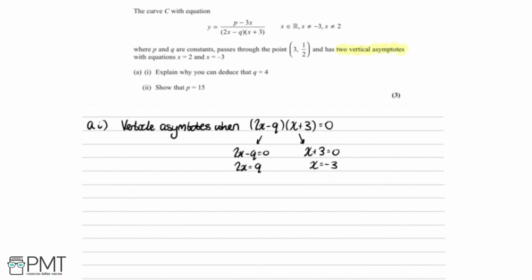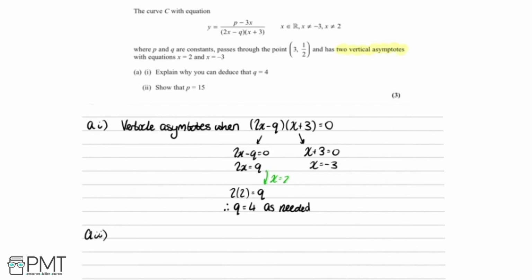So we can see in the question that we've got x equals minus 3 here, and x equals minus 3 here, so we've sorted that. The only one we haven't sorted is x equals 2. So we know that that one must be related to this right here. So what I'm going to do is just sub x equals 2 into this right here. So we're going to have 2 multiplied by 2 equals q. So therefore, q equals 4 as needed.